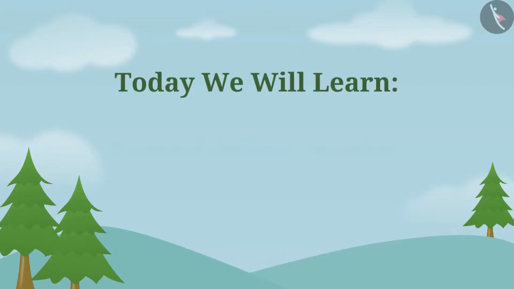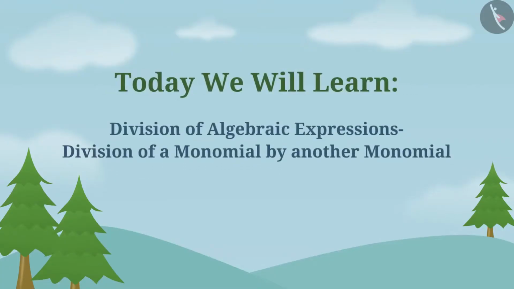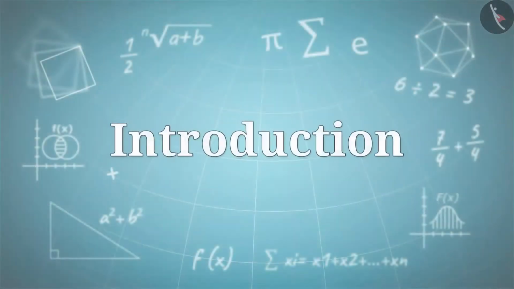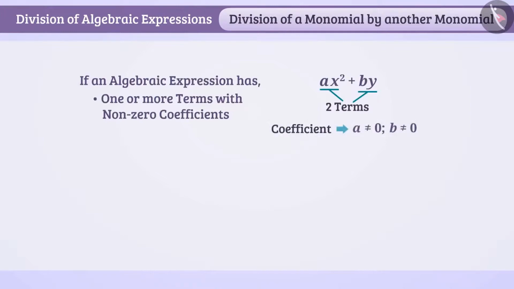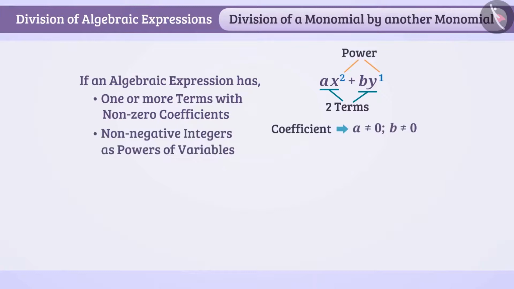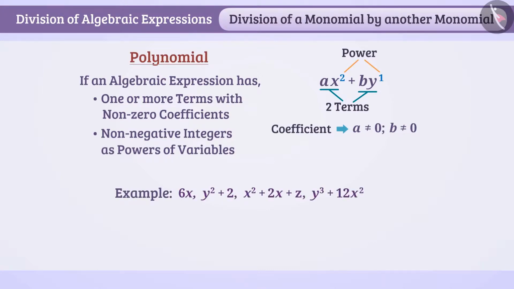Today we will learn the division of algebraic expressions, in which we will learn division of a monomial by another monomial. If an algebraic expression has one or more terms which have non-zero coefficients and non-negative integers as powers of variables, then such an expression is called a polynomial. For example, these are all polynomials.